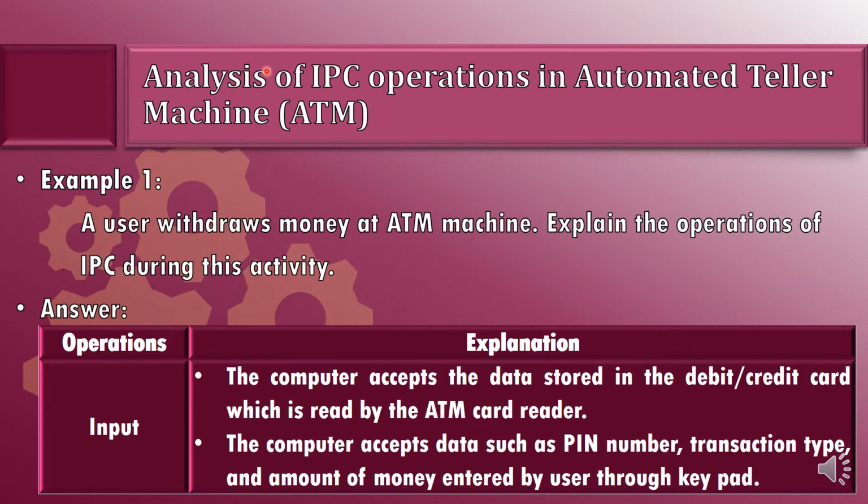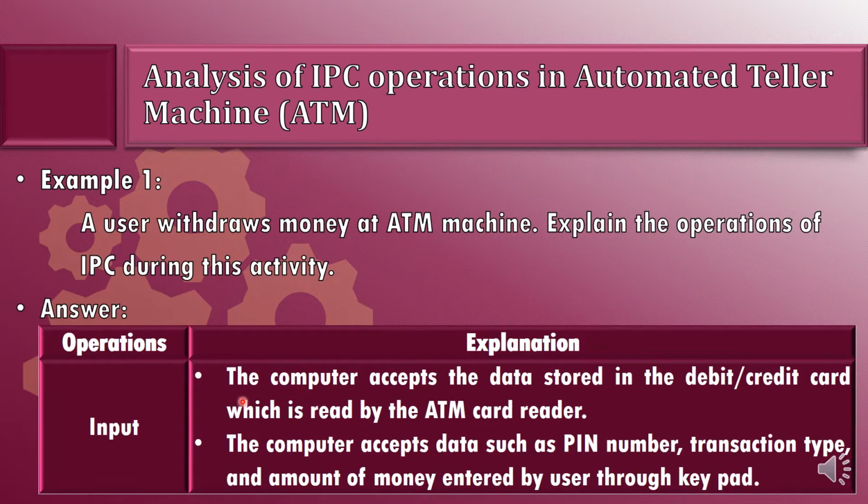Okay, first example here, the question: a user withdraws money at an ATM machine. Explain the operations of IPC during this activity. So what the question is asking is that you should be able to explain the IPC involving the withdraw money activity. So how are you going to answer this question? First, memorize the operations involved. The first one is input. So what are the activities that can be categorized in input operation?